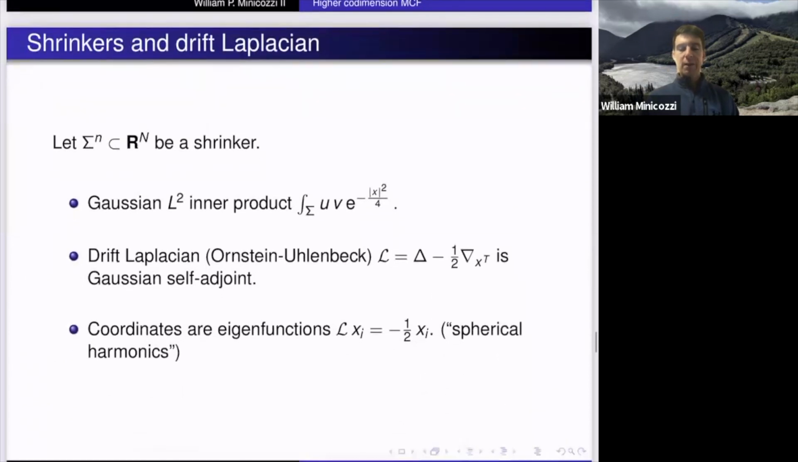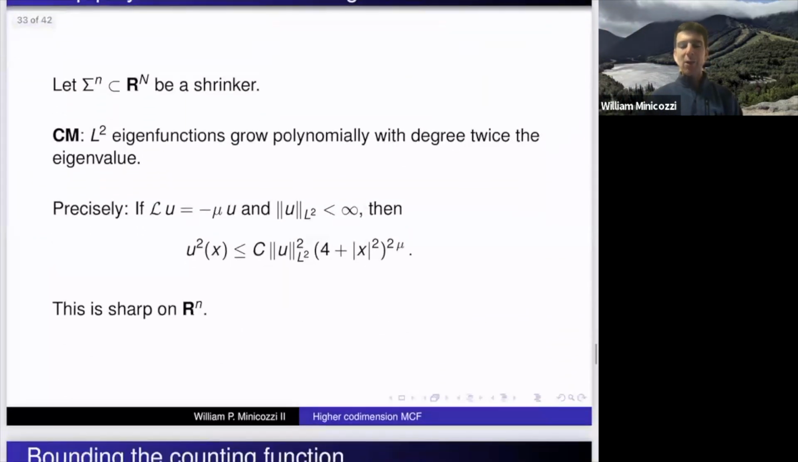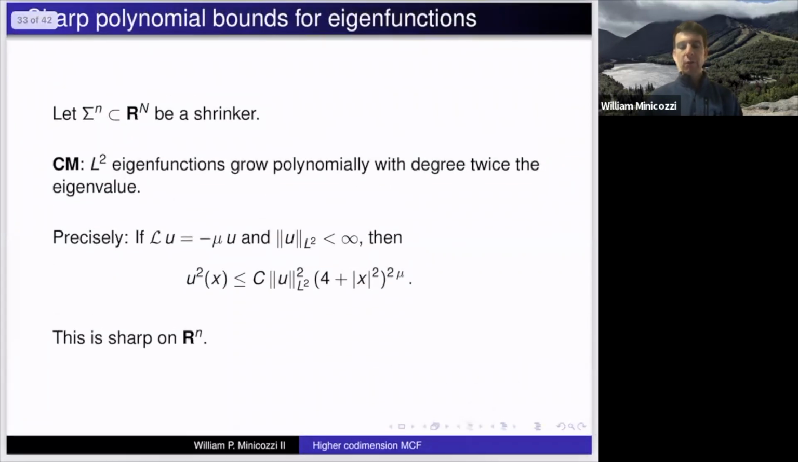Okay, so now I'm thinking in terms of, at some point I pick and choose. I think I just hit that point. So this also gives a bound for eigenfunctions of the drift Laplacian, or Ornstein-Uhlenbeck operator on shrinkers.